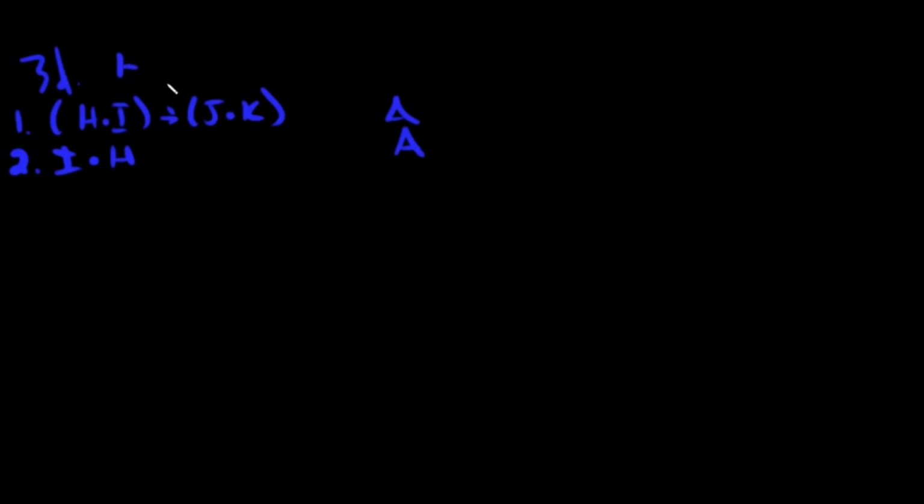Now let's take a look at number 3D. So first of all, line number 1, we got H dot I, arrow, J dot K. That is assumption numero uno. Then we've got line 2, just I dot H. That's assumption number 2. And then from there, we're solving for this. We are solving for just J by itself.